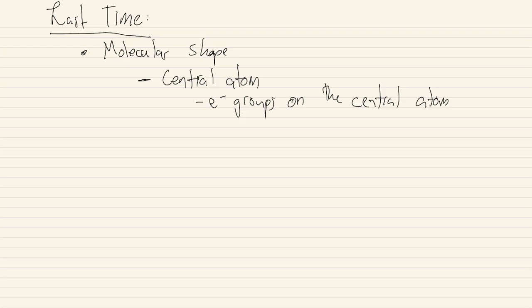And what were the two different electron groups that we had? Bonding and non-bonding pairs, right? So bonding pairs and non-bonding pairs. Right, those are our two electron groups.